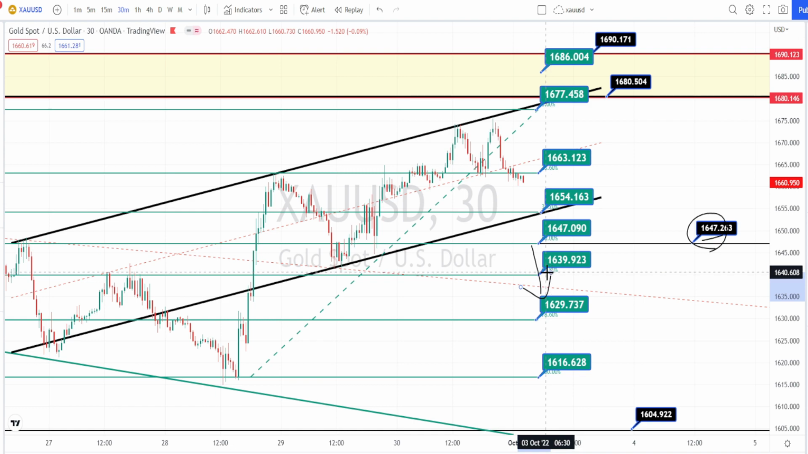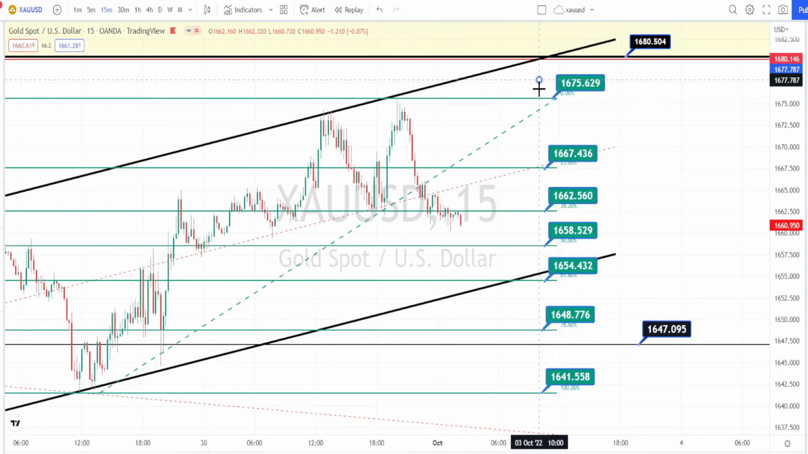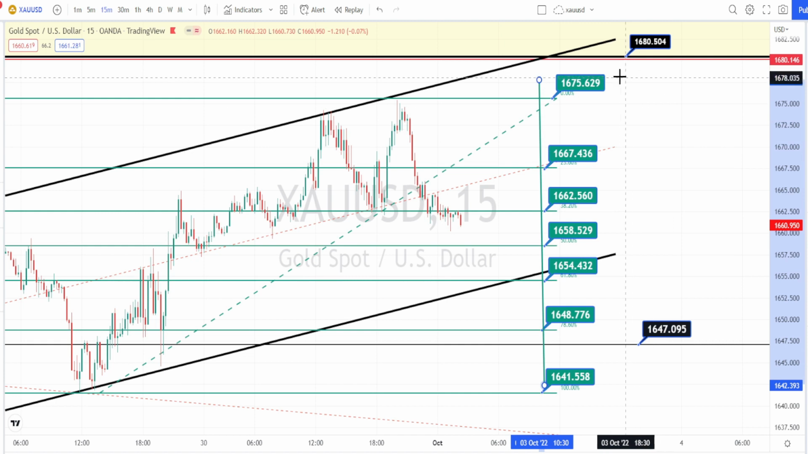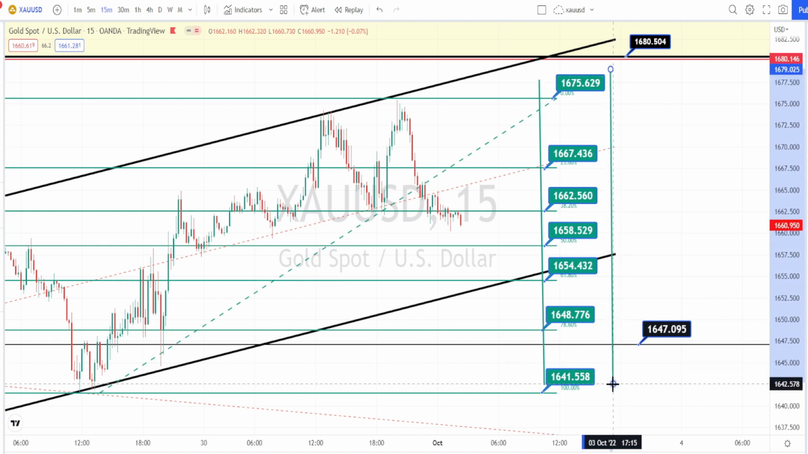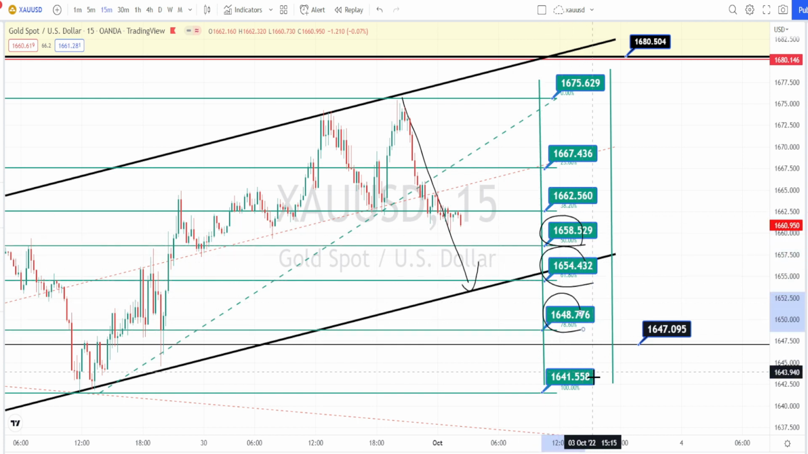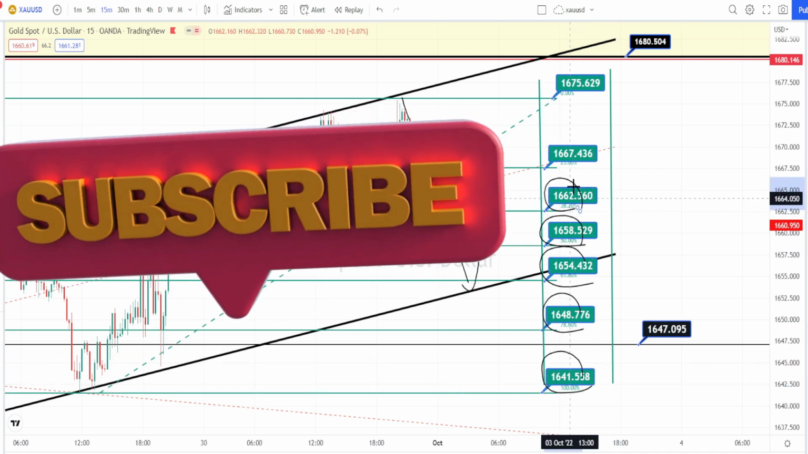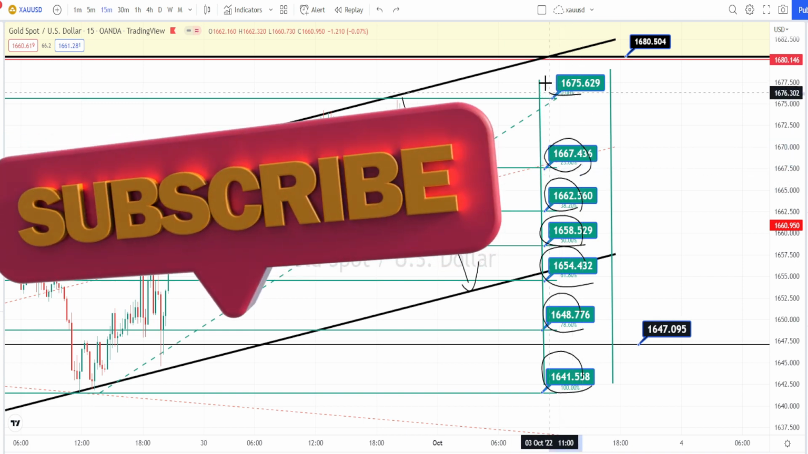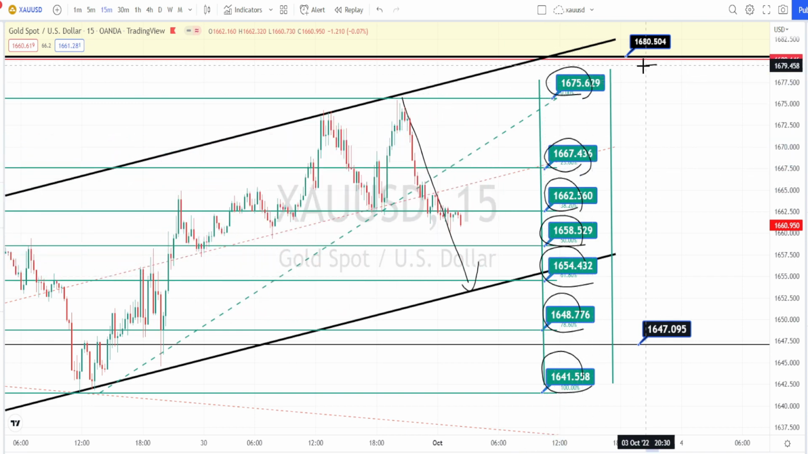Let us do the analysis in 15 minutes time frame. So the values within these green color boxes are the resistance and support levels for 15 minutes time frame. Currently the price action in 15 minutes time frame is also on a bearish side retracement. The immediate support is going to be around 1658, 1654, 1648 and 1641, and resistance are 1662, 1667, 1675. We have the higher time frame resistance level of 1680 and support level of 1647.